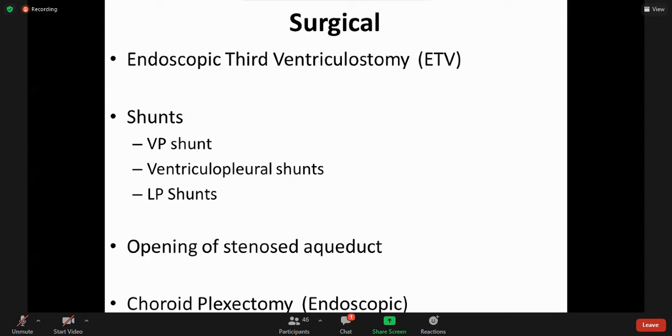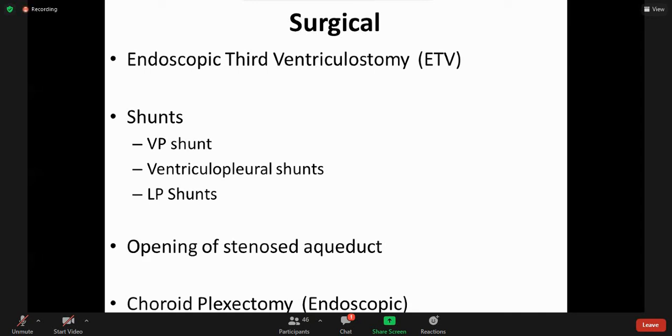Yes, I told you in adults, the signs which are coming from the hydrocephalus are all due to raised ICP. And these are the same signs: nausea, vomiting, headache, decreased consciousness, fits, blurring of vision.